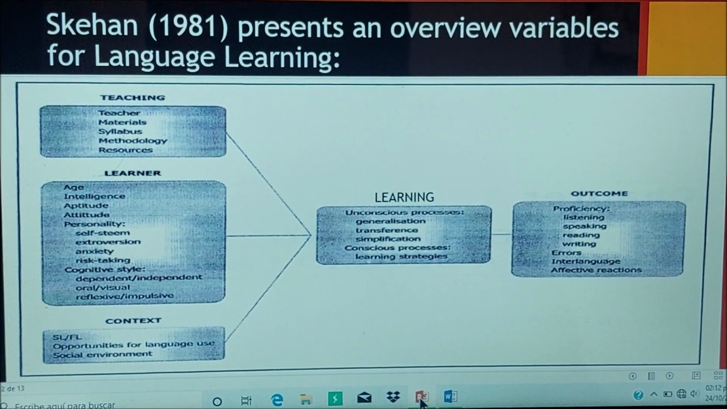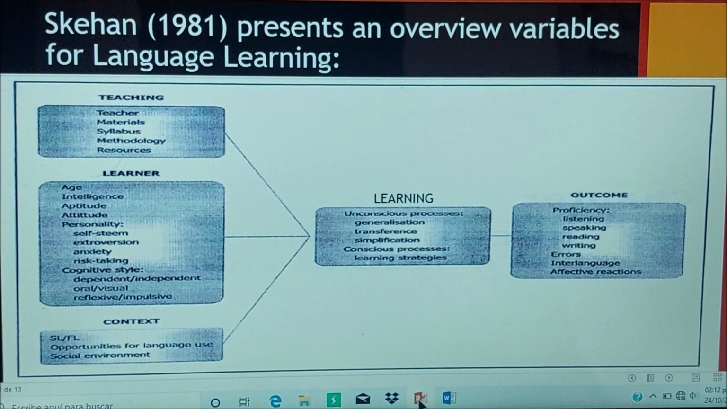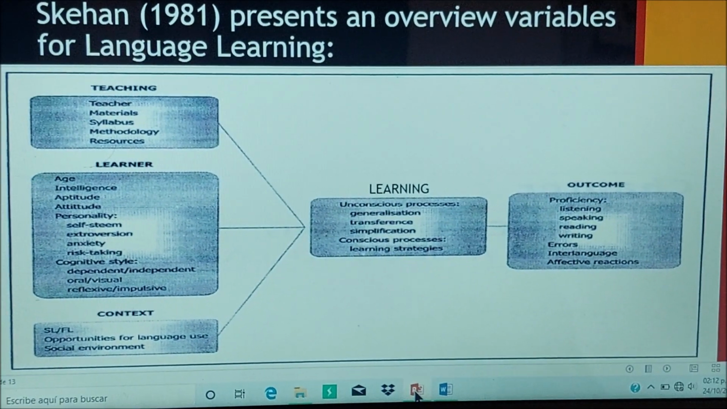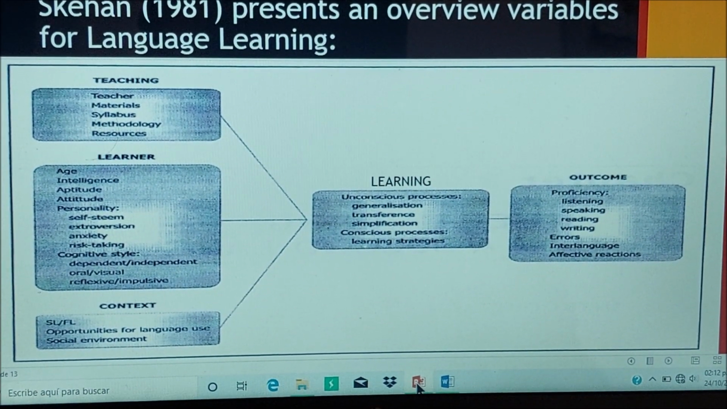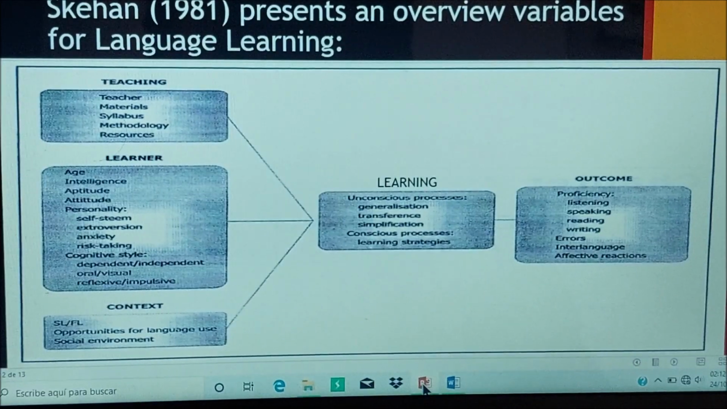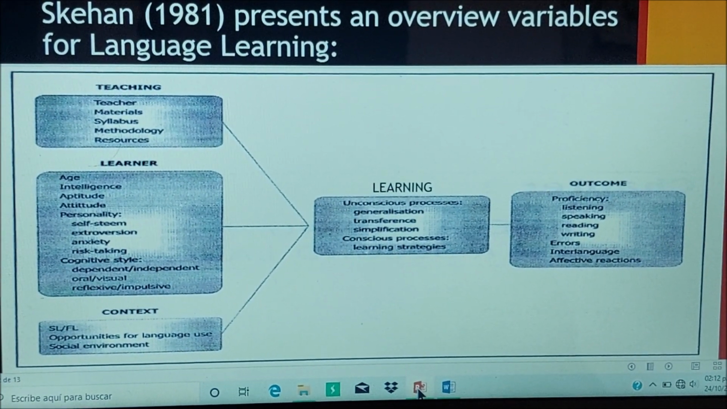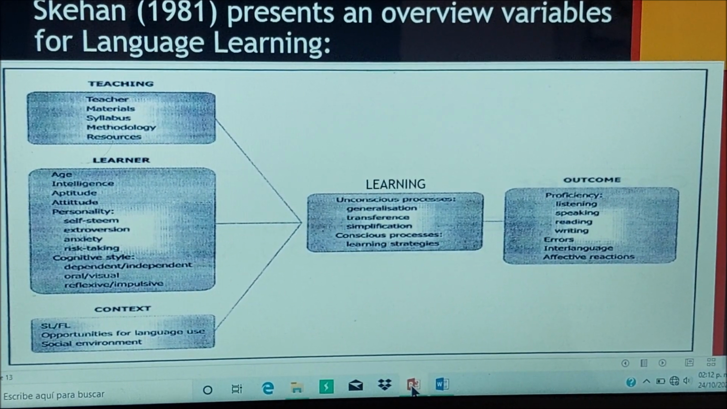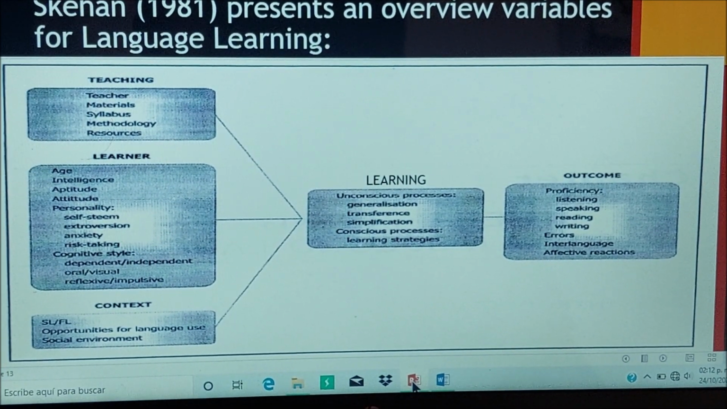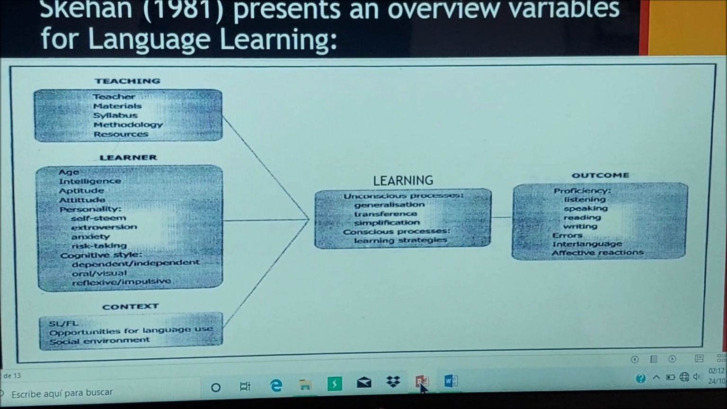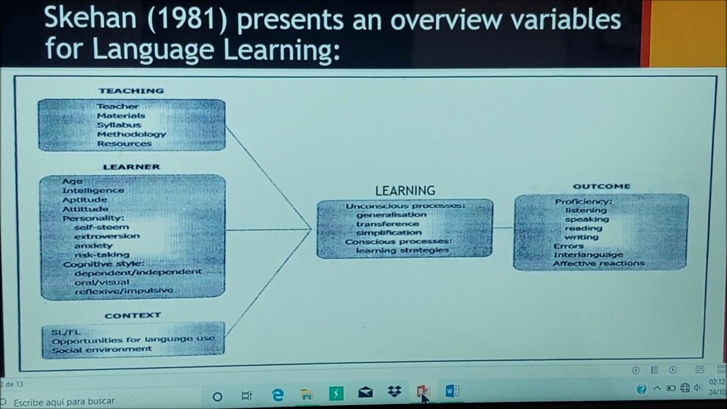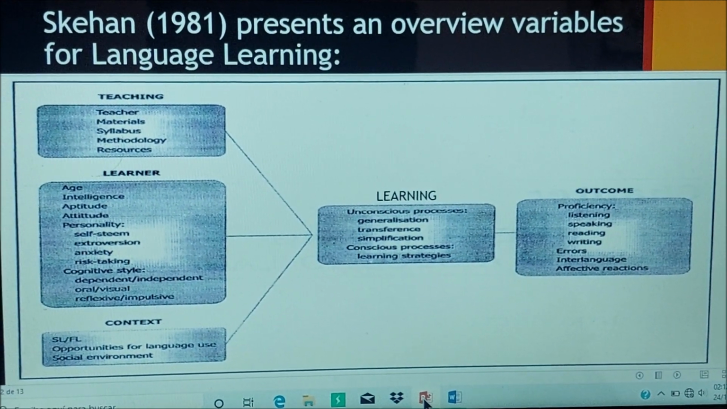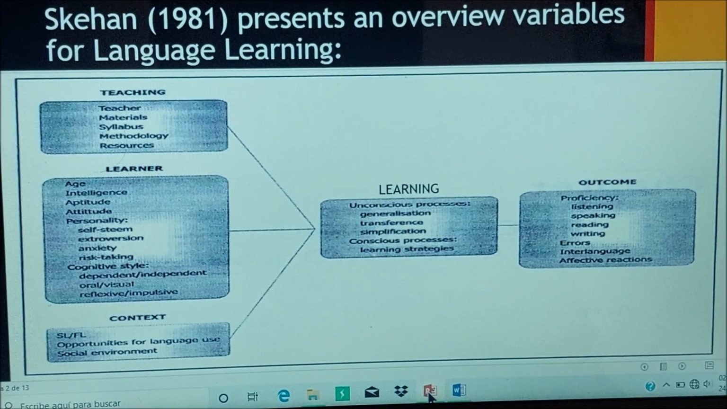Let's move on to learning and outcome. Here they are very similar, and it depends on the way that our students learn. It means maybe they have a conscious or unconscious process. So you as a teacher need to identify what kind of processes are, and you could bring some strategies or activities that promote that learning in a good way, right?